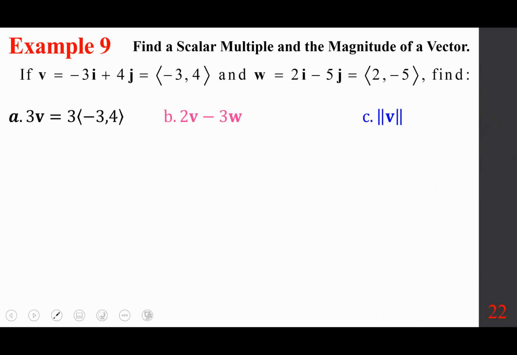We want to find a scalar multiple. The magnitude of the vector v is given, w is given. So if we want 3 times v, simply put 3 times that. Which makes it minus 9, 12. Very straightforward when we do operations on vectors class. Very straightforward.